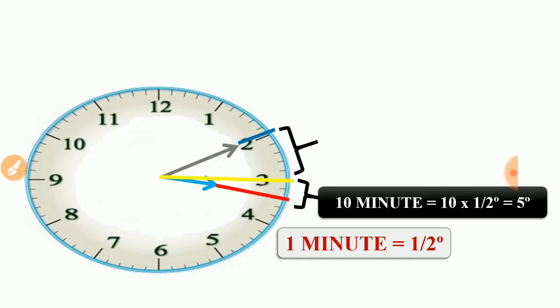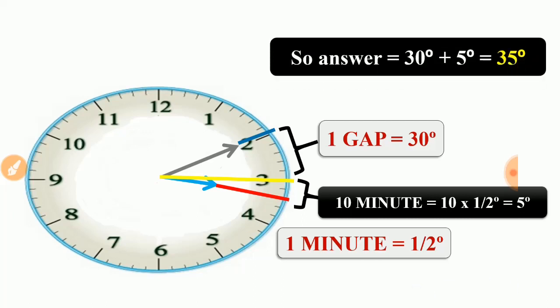And the gap between 2 and 3, we know that it is very clear, one gap. So one gap is 30. So what is the total angle between the blue line and the red line? It is 30 plus that small gap, 5 degree. So the final answer is 30 plus 5 degree, 35 degree.